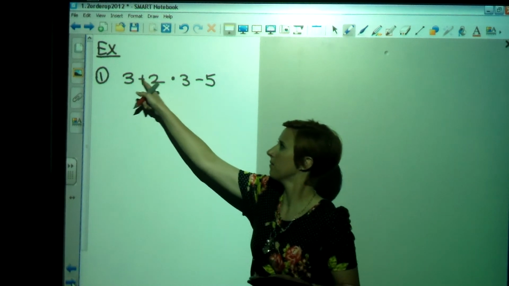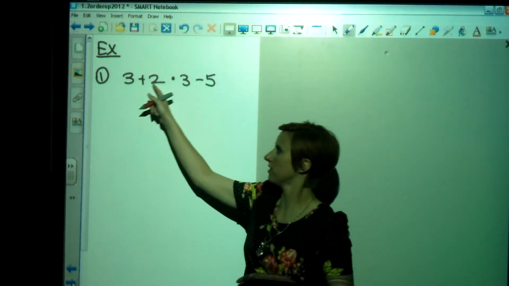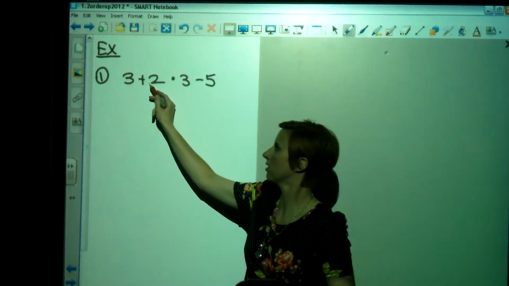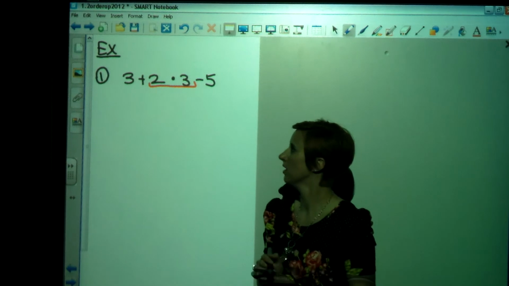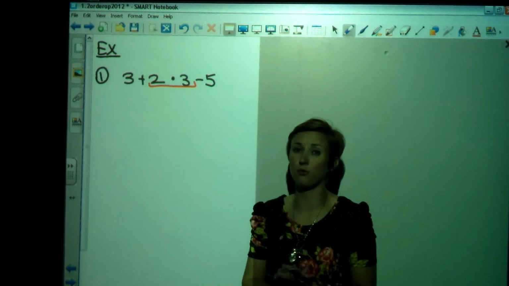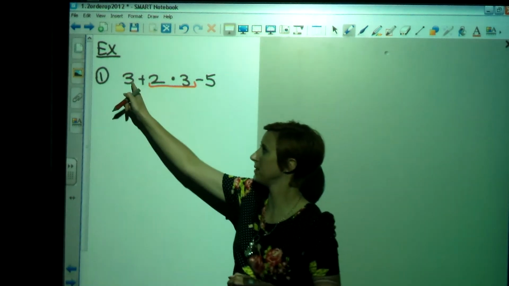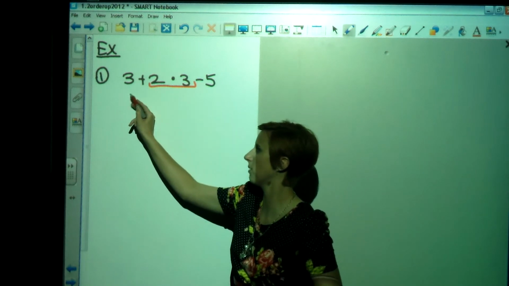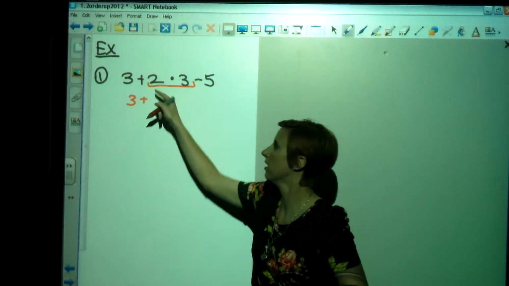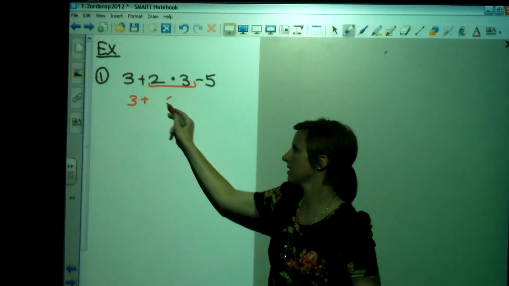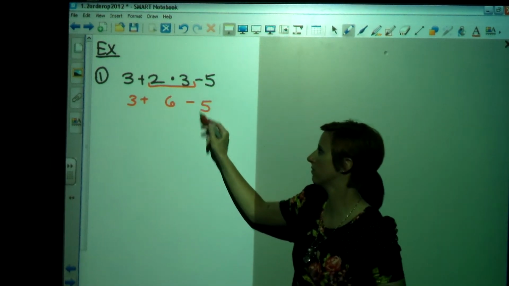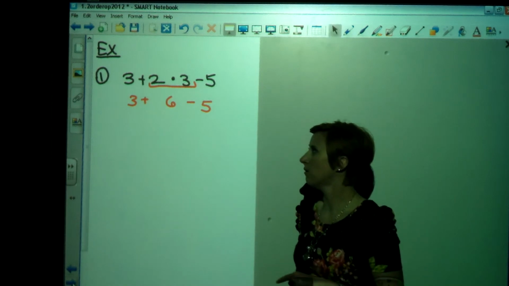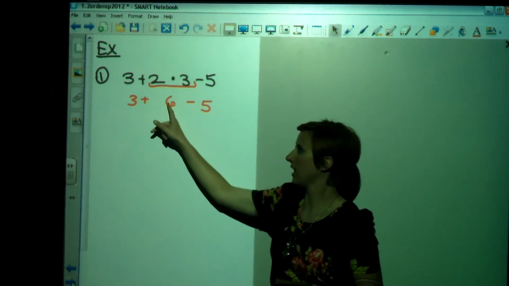So we look. Do I have any multiplication or division? I do. Right here at 2 times 3. So I'm going to have to perform that operation first. So nothing happens to this 3 or the addition. It just drops down, 3 plus. I do 2 times 3 is 6. Minus 5 drops down as well. So I've done my multiplication.